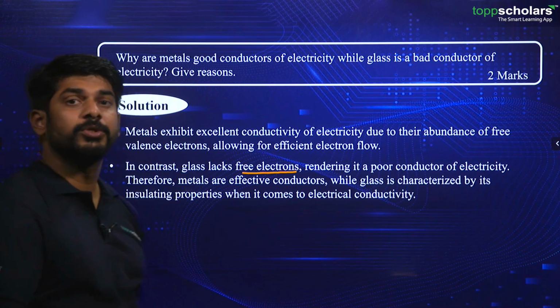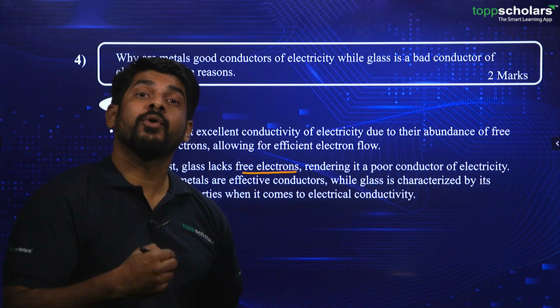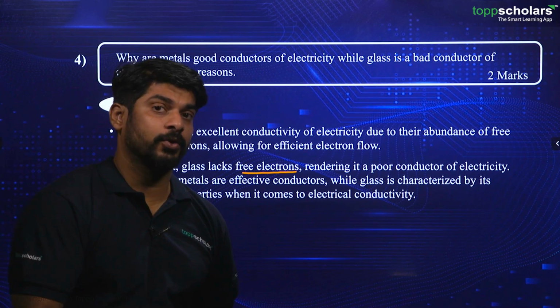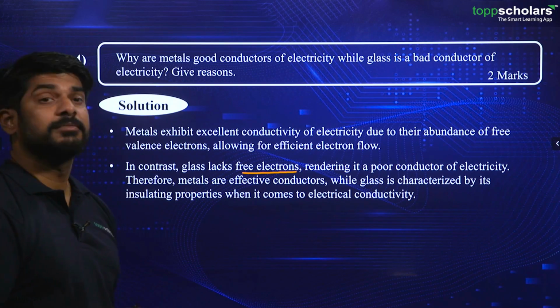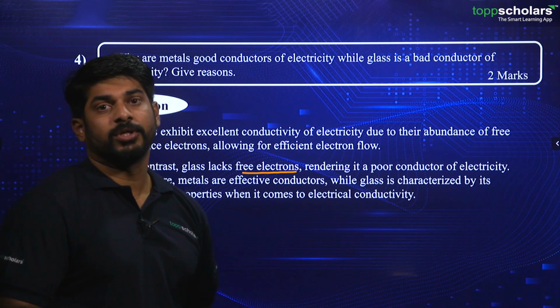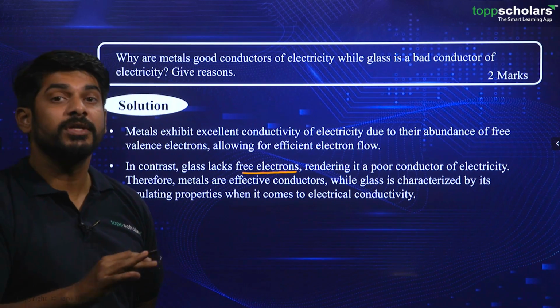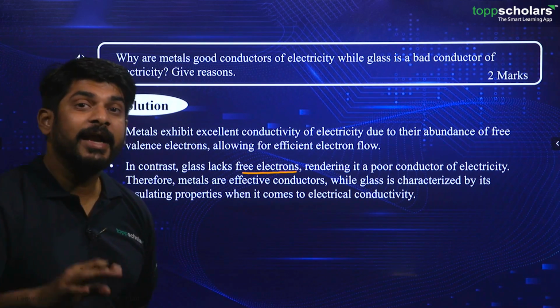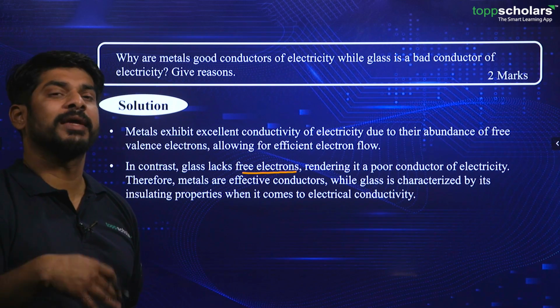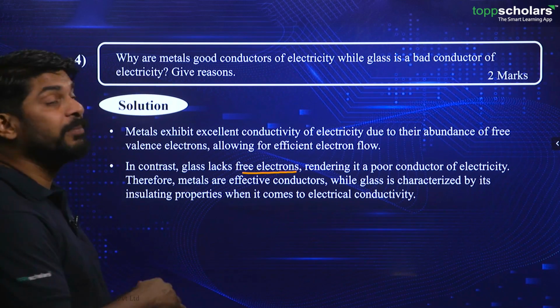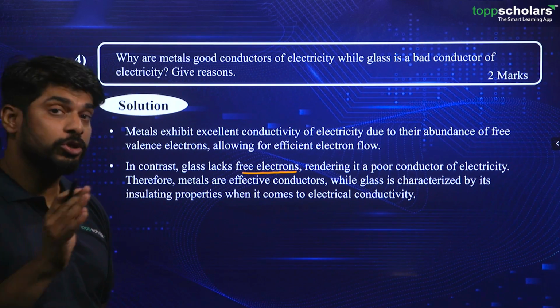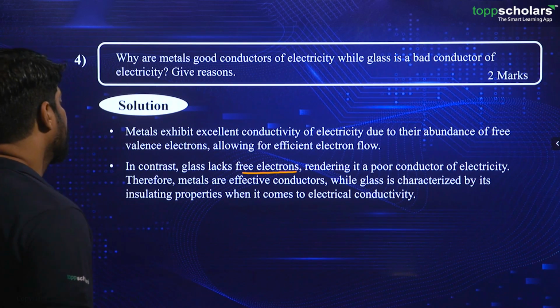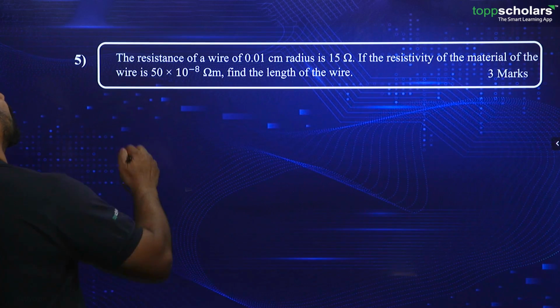So, as we know, the metals have got a good number of free electrons, but glass or materials like glass do not have free electrons. So that's why they are bad conductors of electricity, or we can call them insulators, while metals are good conductors of electricity. Okay, so moving on to the next question now.